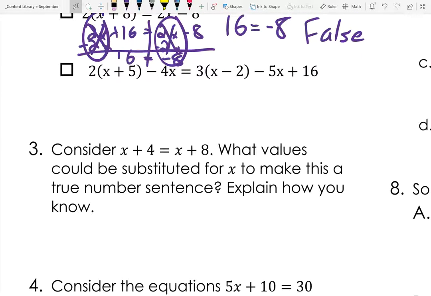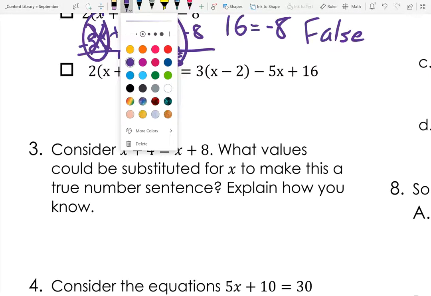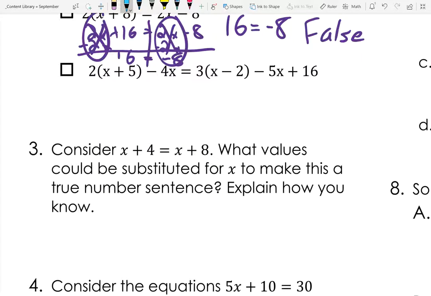And this last one, we're also going to distribute. I'm going to change the color here so it doesn't blend too much with that last one. We'll change it to blue. All right, same process as before. We want to distribute and simplify. 2 times x becomes 2x. 2 times 5 becomes 10. We have minus 4x, we just bring down. We distribute this one as well: 3 times x, and 3 times negative 2 makes negative 6. And then bring down the negative 5x plus 16.